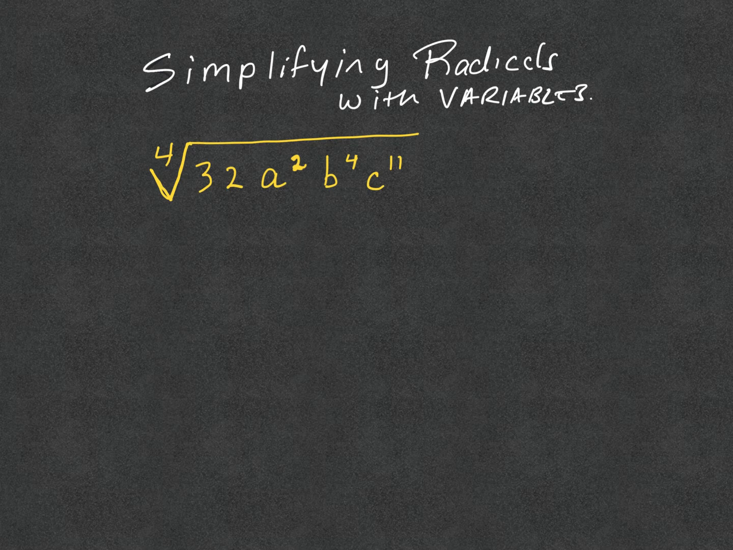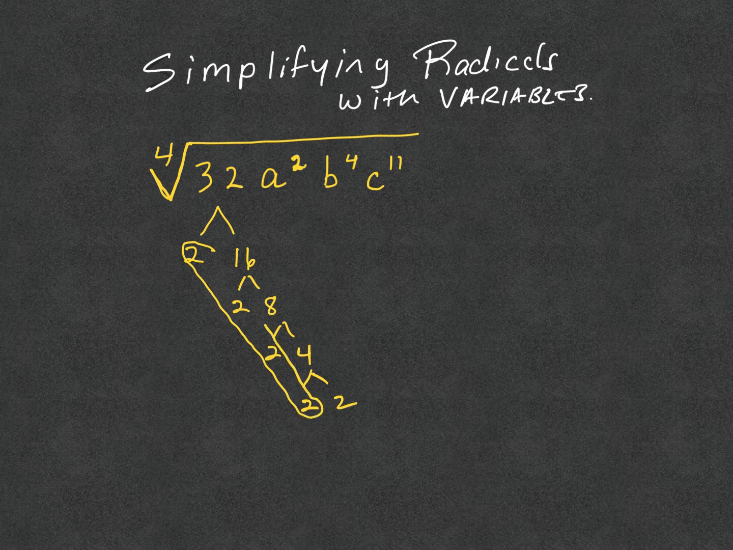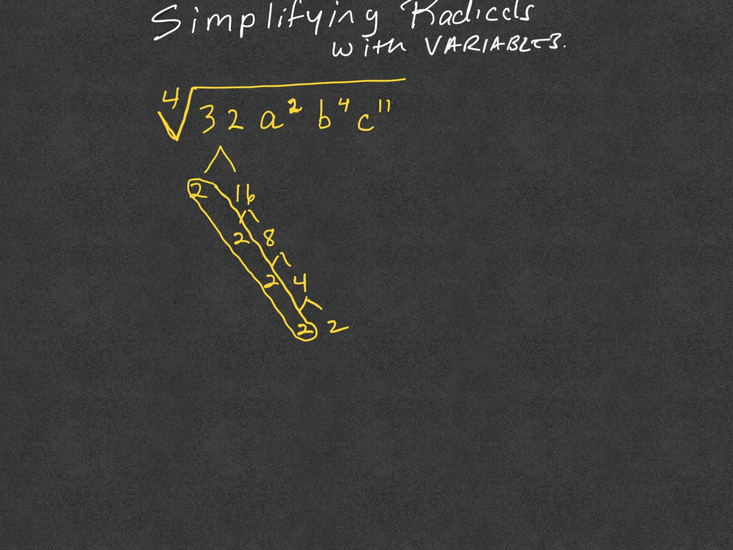For this example, we're once again trying to find the fourth root of 32a squared, b to the fourth, and c to the 11th. Go ahead and do your factor tree. So you have 2 times 16, 2 times 8, 2 times 4, and then 2 times 2. And remember that we're looking for groups of 4. So we have 1, 2, 3, 4. So the fourth root of that group is just going to be 2. And that goes on the outside.